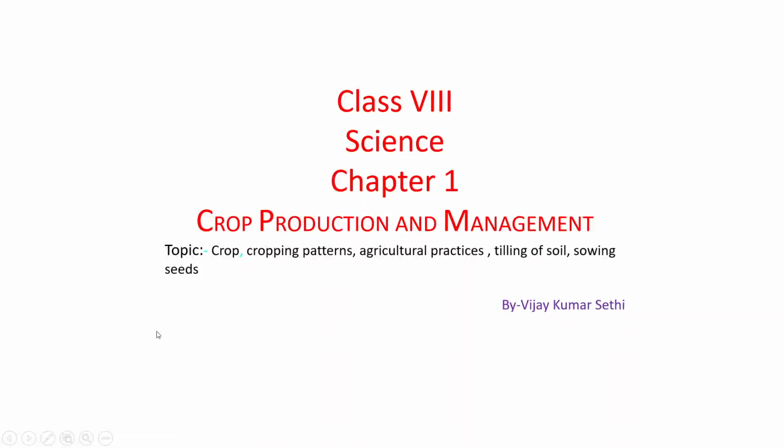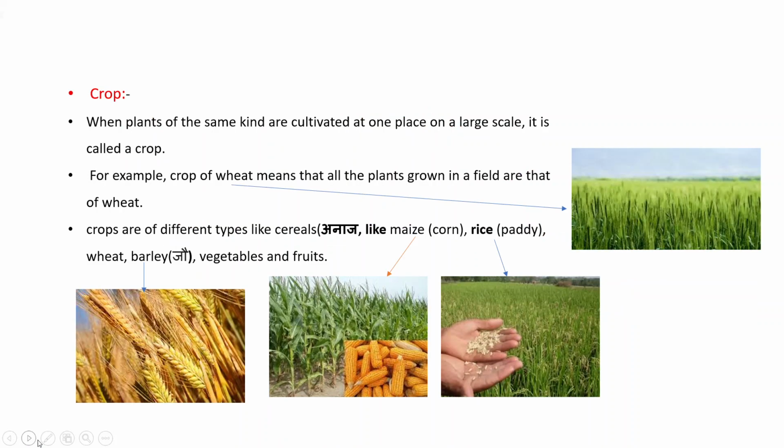Hello students, in class 8 science chapter 1, crop production and management. In this video we will discuss what is a crop, what are crop patterns, agriculture practices, tilling of soil and sowing of seeds. Let us see one by one.